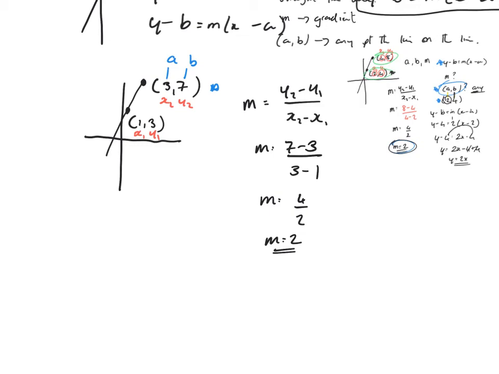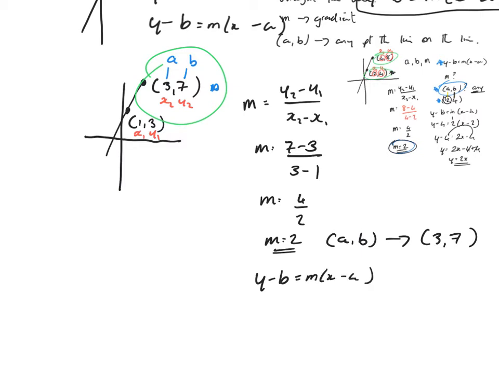I've got the point AB, which is 3, 7. And I can put that into the equation y minus b equals m bracket x minus a. So just to clarify again, m is equal to 2, a is equal to 3, and b is equal to 7. So let's feed that all in. That'll be y minus 7 is equal to 2 bracket x minus 3. Y minus 7 is equal to 2x minus 6.